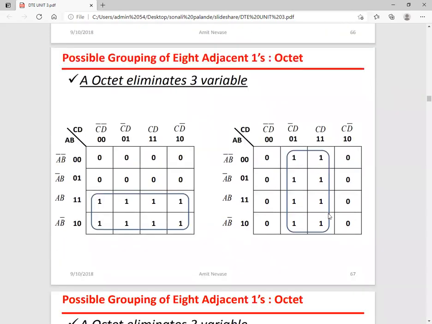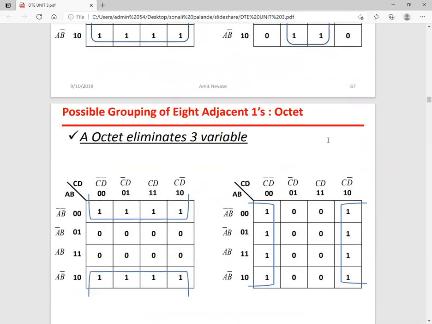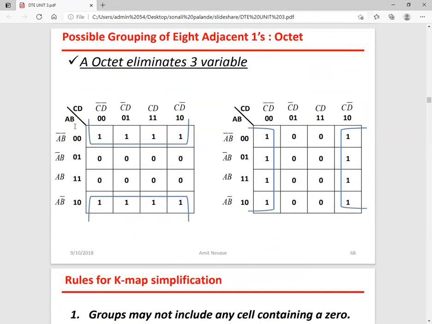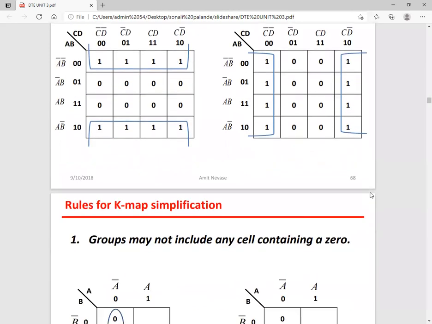Possible grouping of 8 adjacent ones, that is an octet. So we can group here 8 ones, here also 8 ones. We can group here this 4 and this 4 together as 8, and this 4 together as 8. These groups are possible.